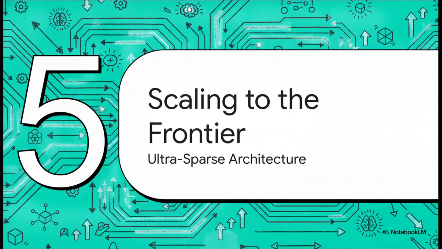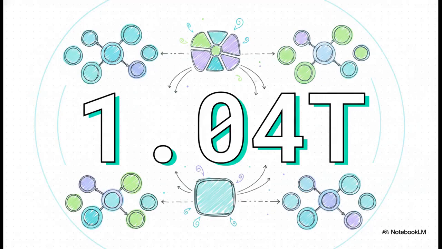Moving right along to Section 5, Scaling to the Frontier: Ultra-Sparse Architectures. Let's look at Kimi-K2. It is a prime example of a frontier-scale MoE model. It boasts an absolutely staggering 1.04 trillion parameters. Honestly, trying to run a dense network with 1 trillion parameters would be economically disastrous for any company trying to serve it to real users.